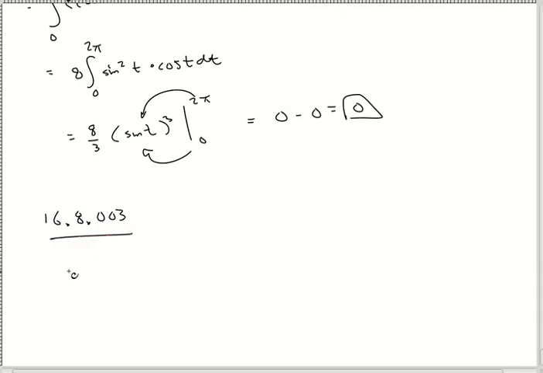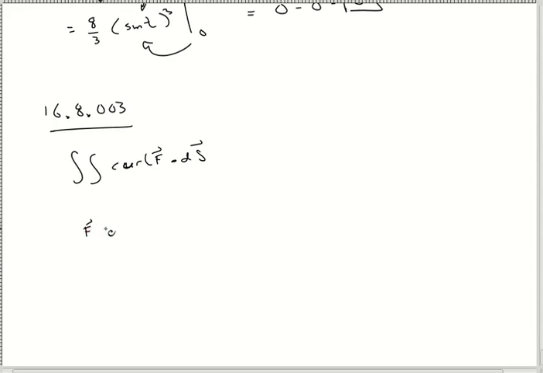So now I got the double integral of the curl of f dot dS, just like last time. My f vector is z e to the y, x cosine of y, x z sine of y. I wonder where they get this stuff from. I mean, this is complicated. They're really training us for something out there.